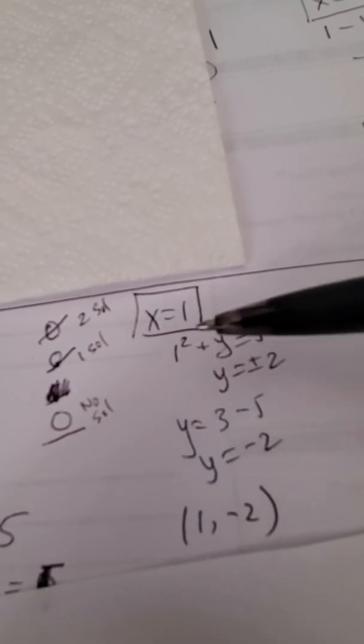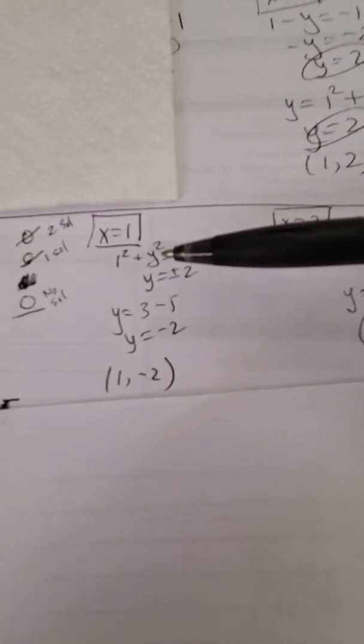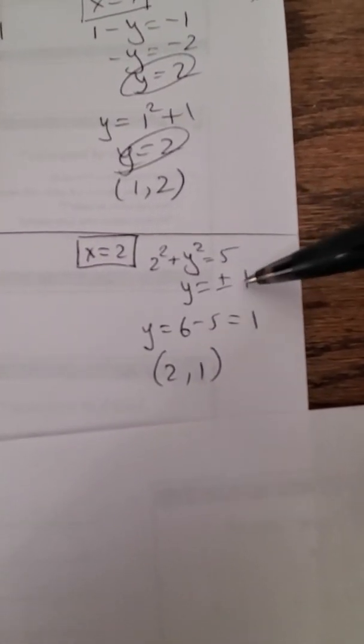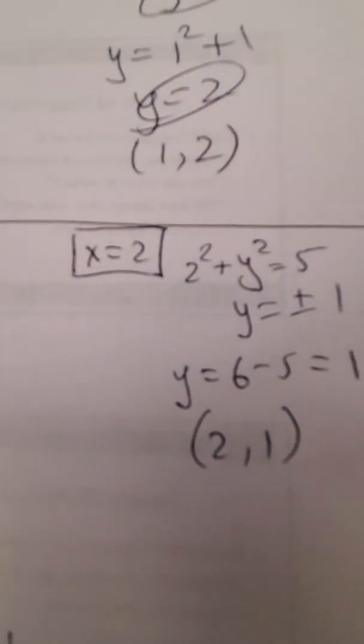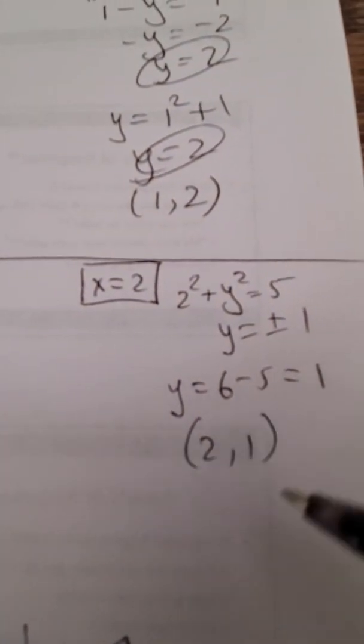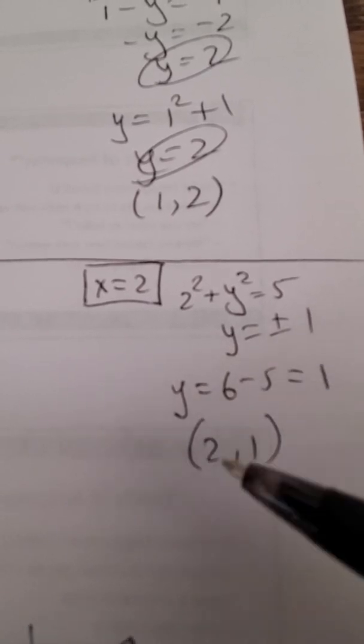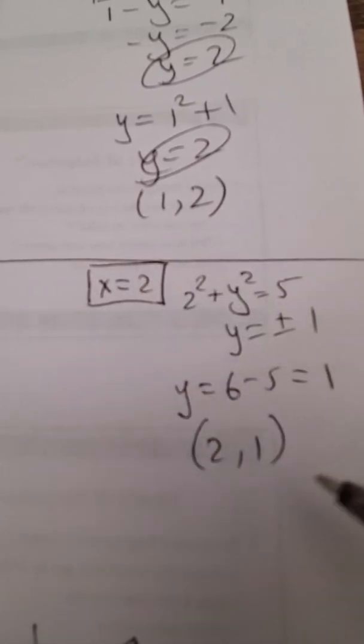Sometimes the 1 will match. Sometimes you'll get plus or minus 2. Sometimes they'll both work, but here only one of them worked. When x equals 2, because in order to work it has to work in both equations, I plug it into the first equation and I get y equals plus or minus 1. I plug it into the second equation and I get y equals 1 only, so I have to reject the -1 and just go with 1.